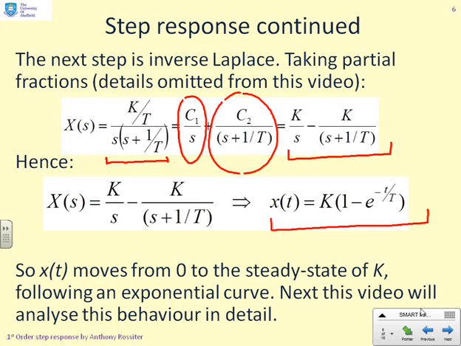And the other thing we can do is if I put in time equals 0, you'll see I get K times 1 minus 1, which clearly gives me 0, which is what I expected. The initial condition was 0, whereas the limit as t goes to infinity of x of t is clearly going to be just K, because the e to the minus t over capital T will go to 0. So I've got two simple observations. The system starts from 0 and it finishes at capital K.